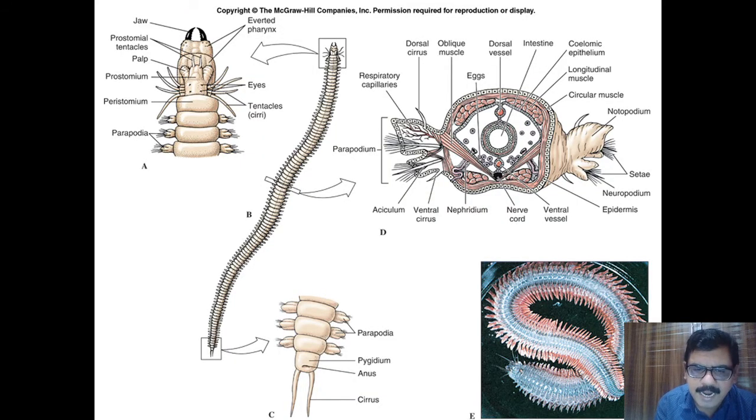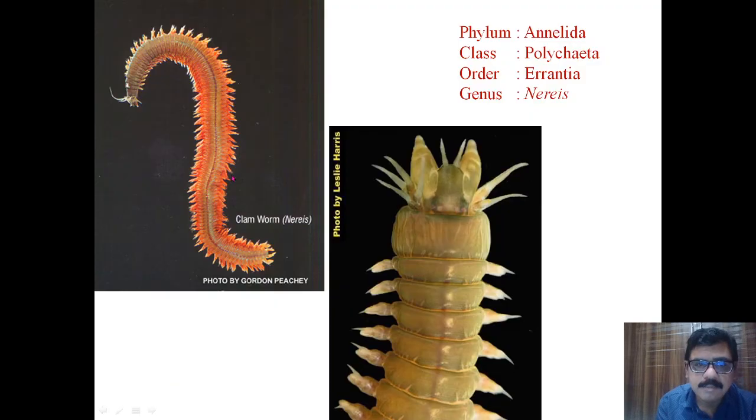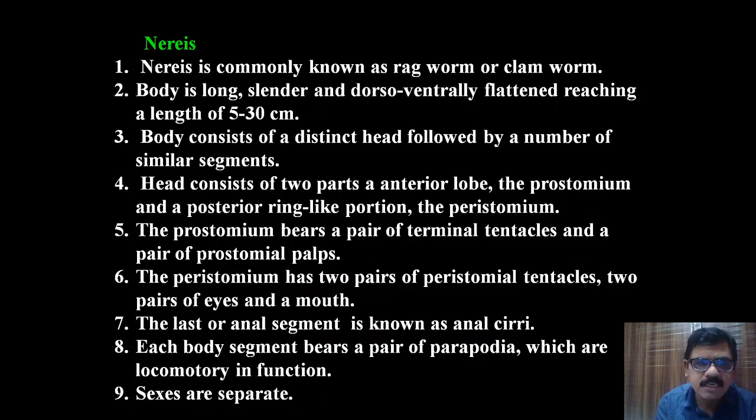And at the end, if you observe, it has the cirri, then the opening that is the anus, and these are the parapodia and the pygidium. All these are the structures which are present in Nereis. Now we'll discuss the characteristics of Nereis.